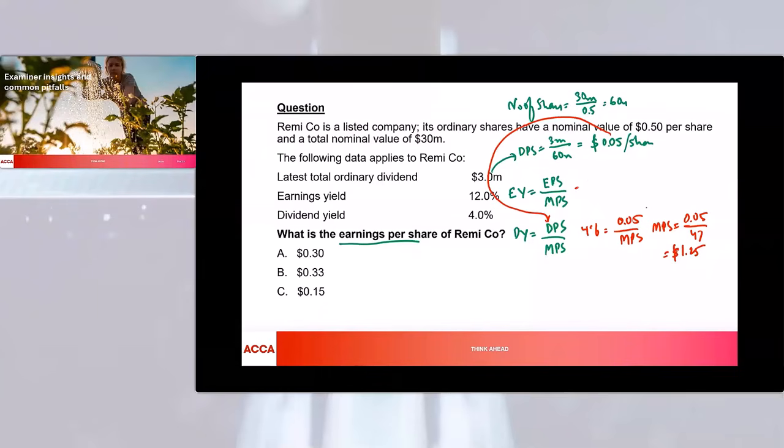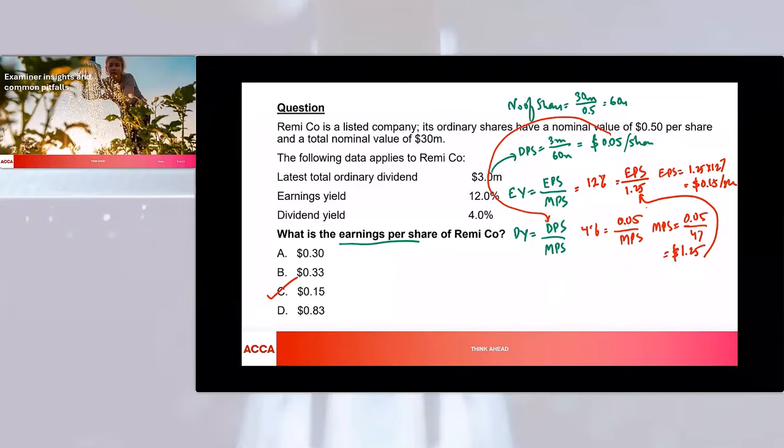Okay, so here I substitute: the earnings yield is 12%, which is equal to the EPS, what we need to find out, divided by the market price, which is substituted as 1.25. So the EPS is equal to 1.25 into 12 percent, which will give me $0.15 per share, and that tends to be the third option.